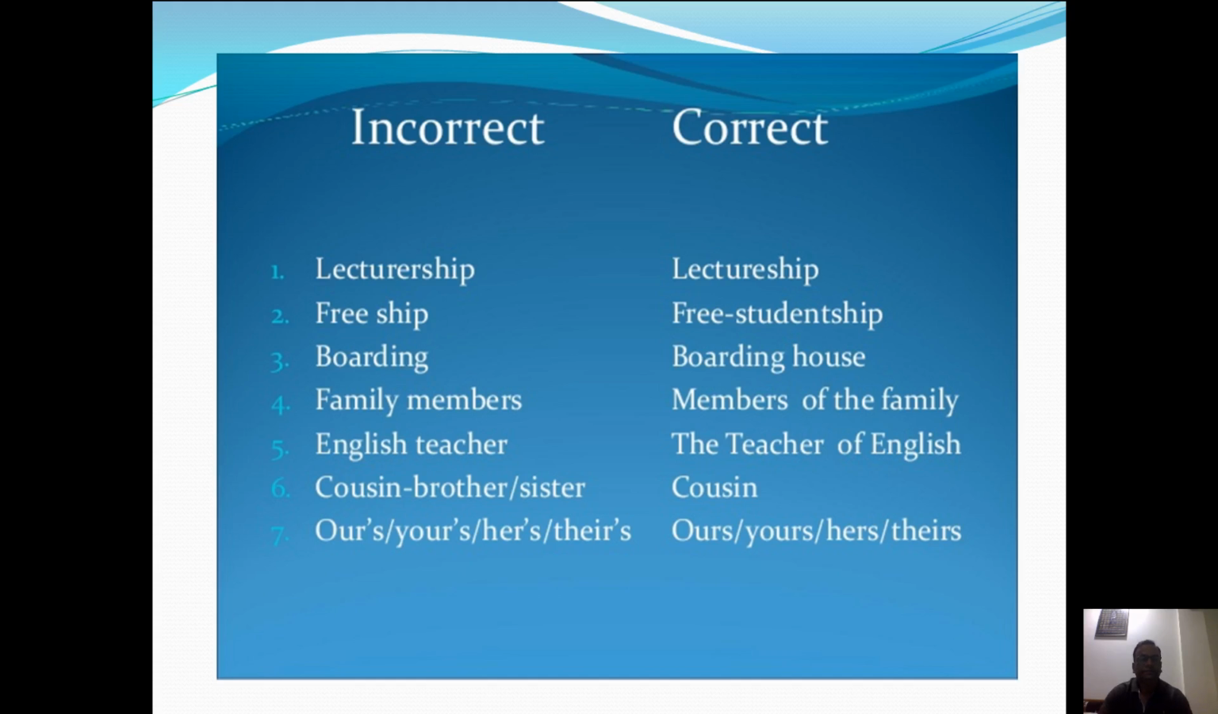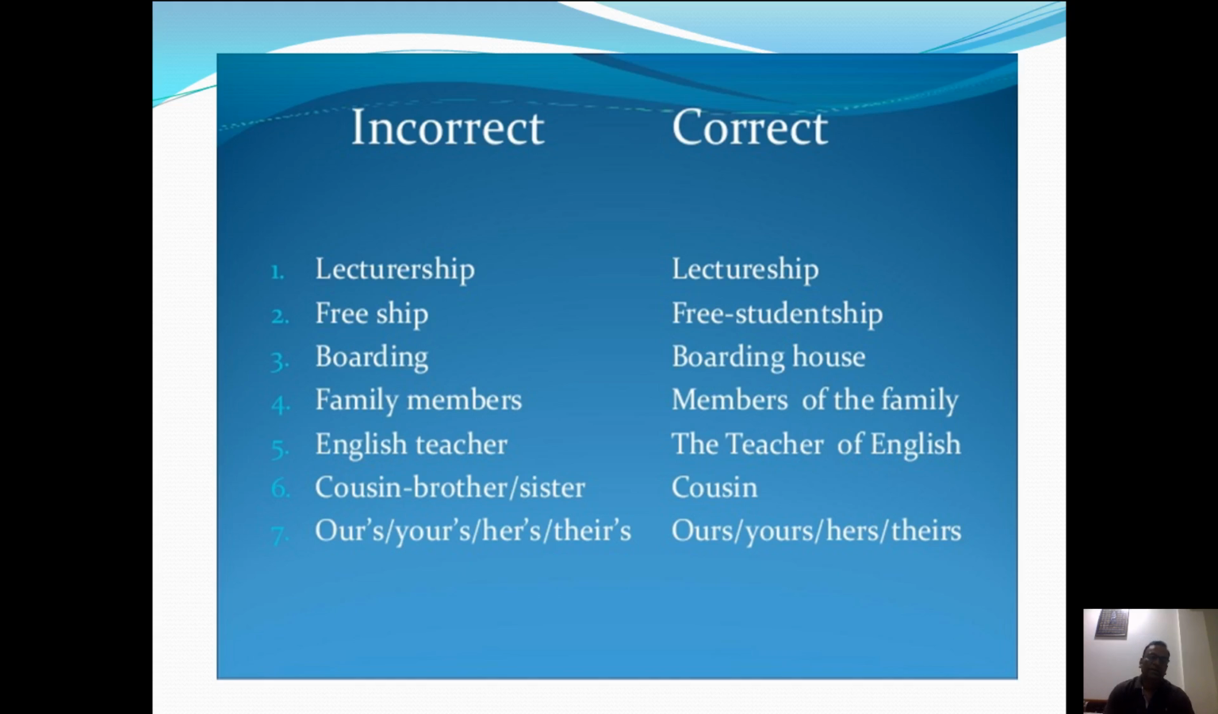Second one, free ship. Students are availing free ship. We use this terminology, free ship. Students are availing nowadays free ship in our college. Instead of that, we have to say free studentship, not free ship. It's wrong. The correct one is free studentship. Third one, boarding. Instead of boarding, we have to say boarding house.